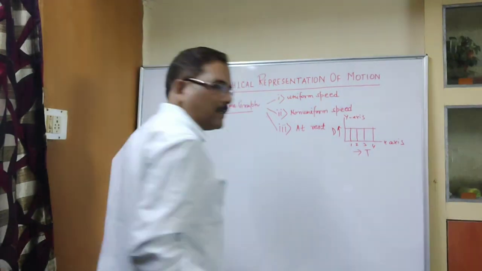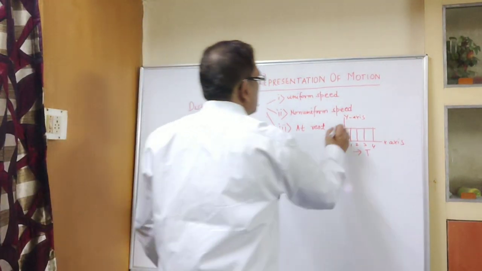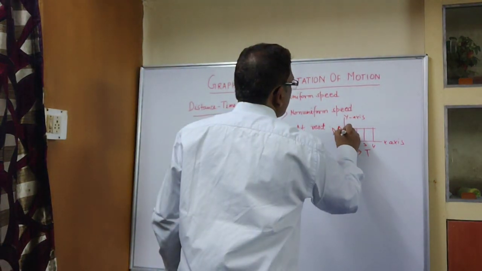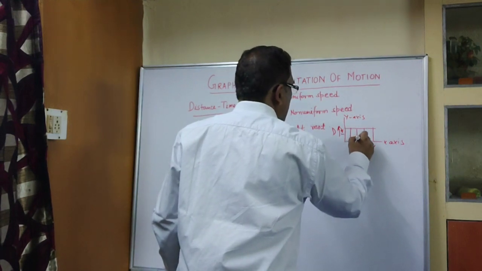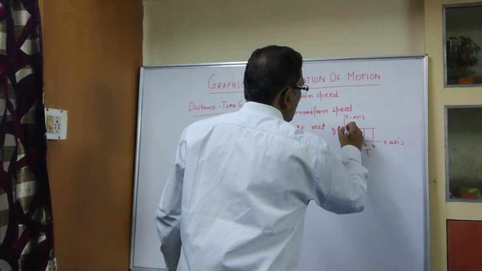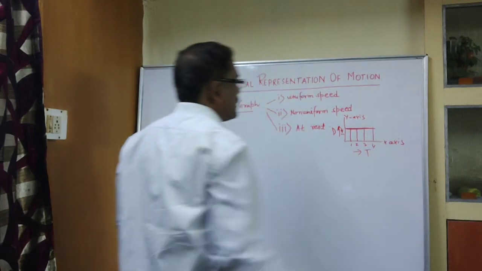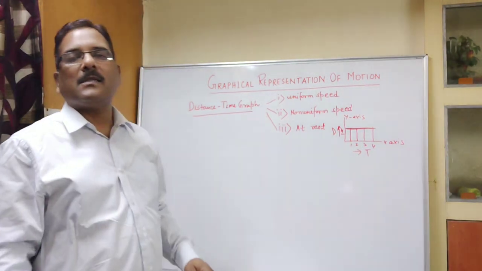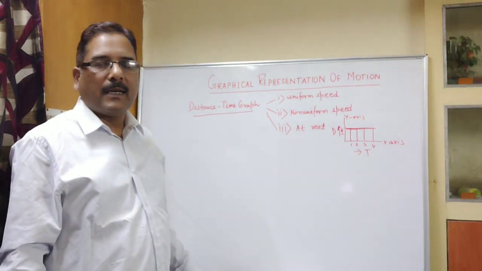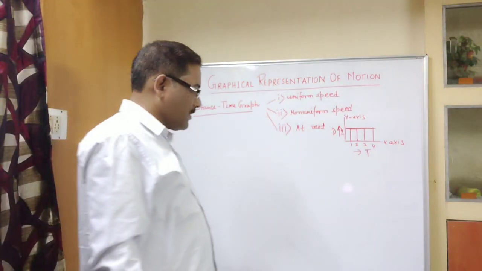It is not changing. Suppose this distance is 4 meters. So in the first second it has traveled a distance of 4. In the second, in the third, in the fourth, all the time it is fixed. So when a body is at rest, the distance-time graph is a straight line parallel to the time axis.